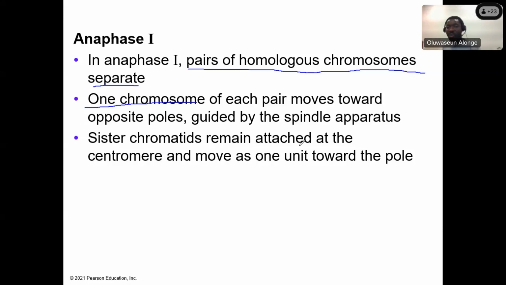Now sister chromatids remain attached. You see that? We are not talking about sister chromatids separating yet. They attach to the centromere and move as a unit towards the pole. See what's going to happen now.